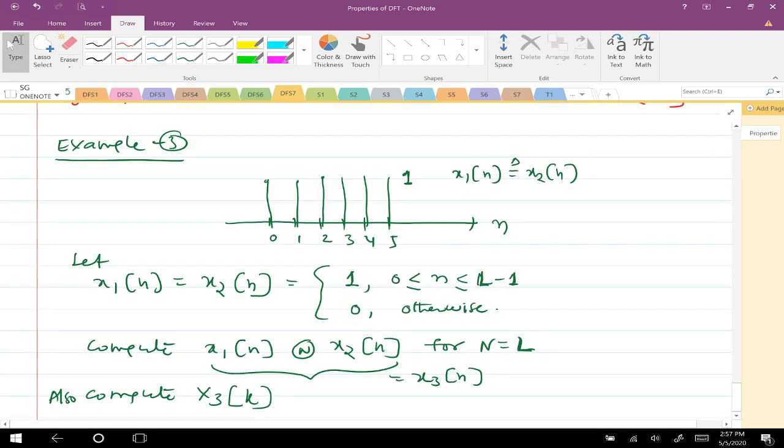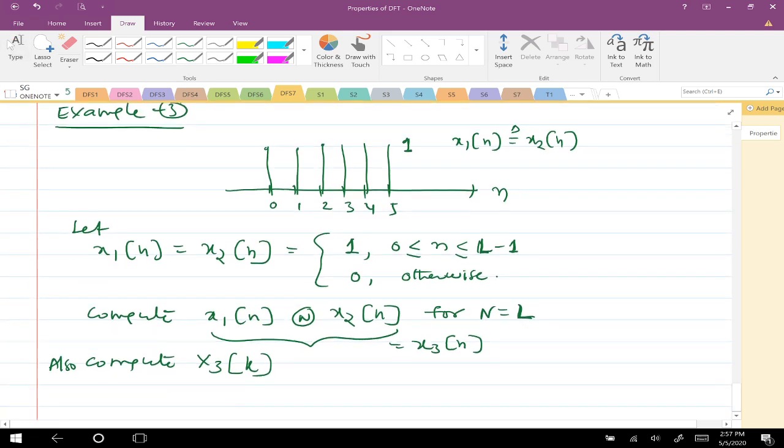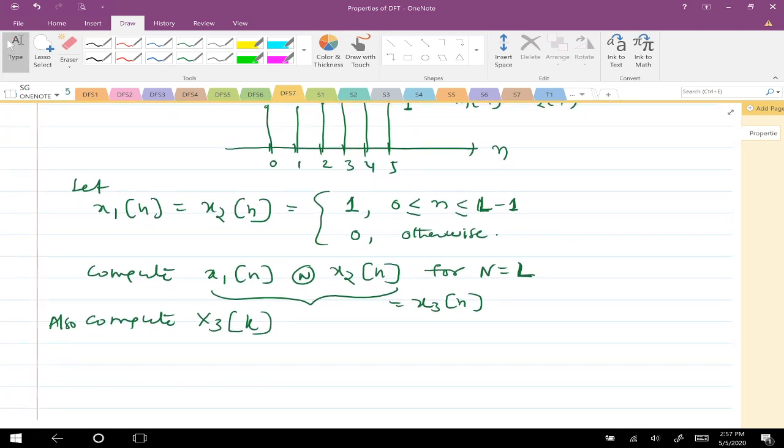Pay attention here, this is a very useful example. First of all, what do you get for x1 of k? X1 of k, what's the expression for it? This we have already solved.